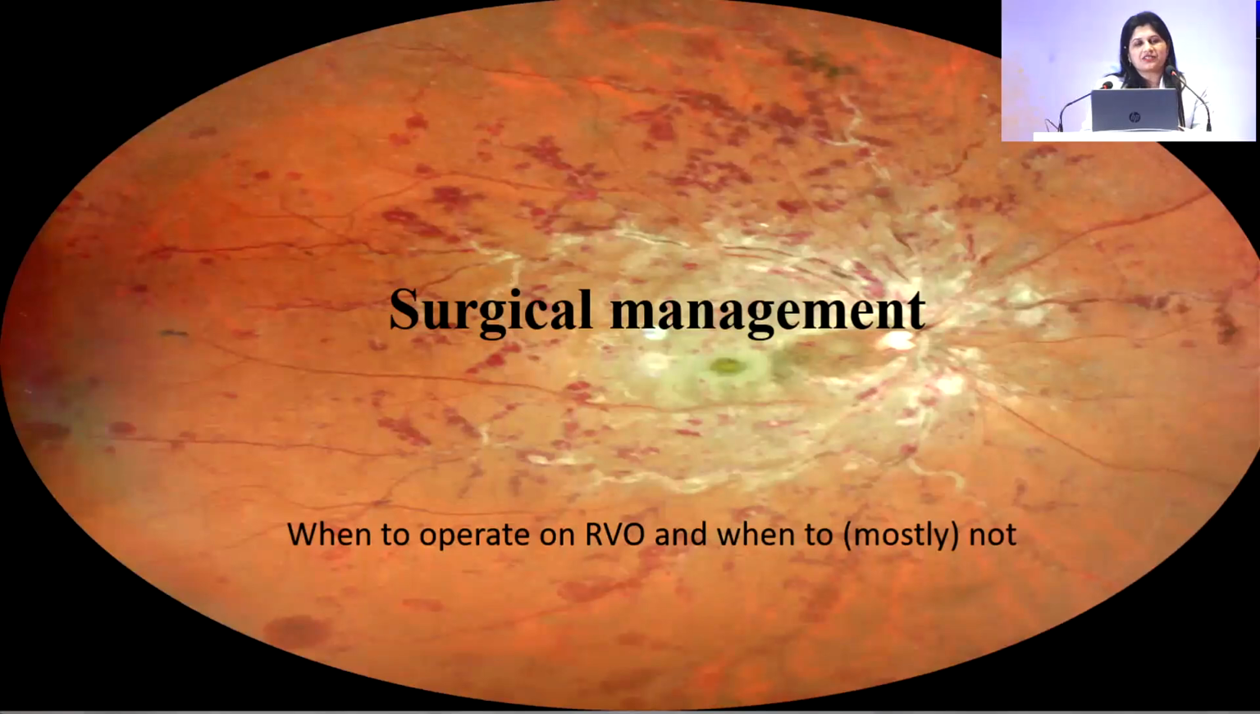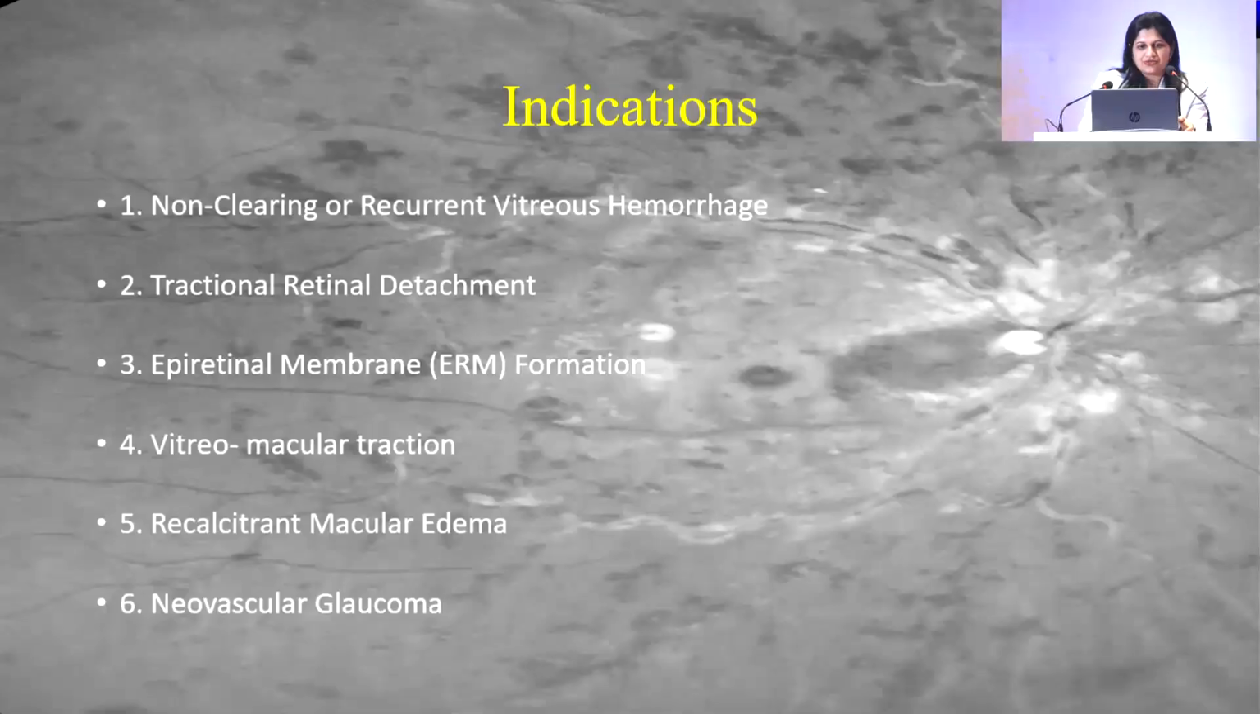Surgical management is usually not needed in cases of RVOs, so that's why this tagline: when to operate on RVO and when to mostly not. These are the indications for vitrectomy in cases of RVOs: non-clearing or recurrent vitreous hemorrhage, tractional retinal detachment, epiretinal membrane formation, vitreomacular traction, recalcitrant macular edema, or neovascular glaucoma.